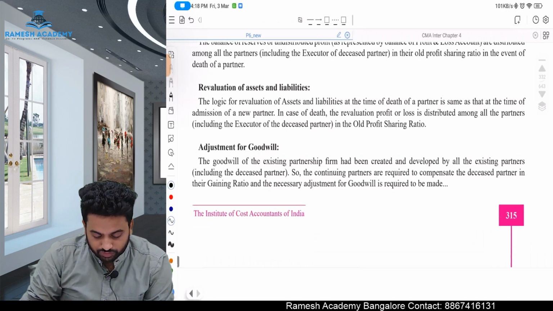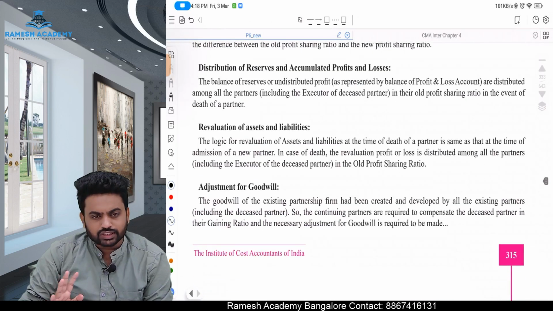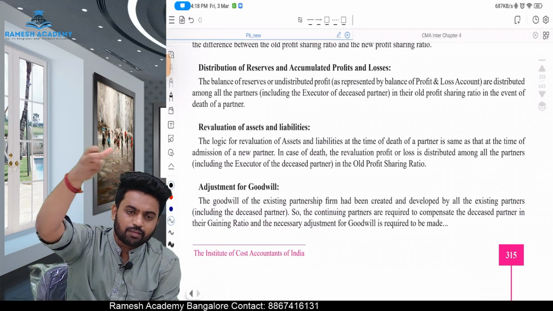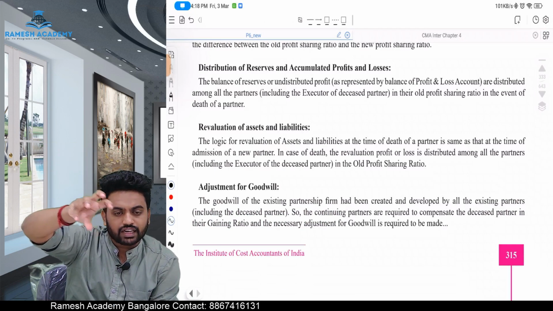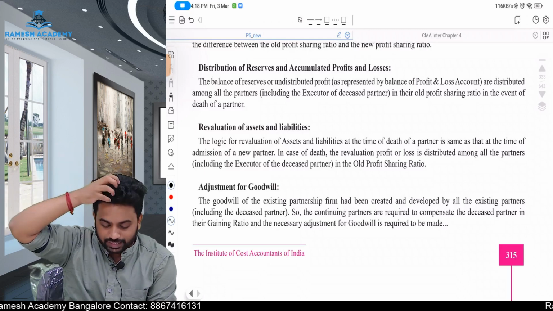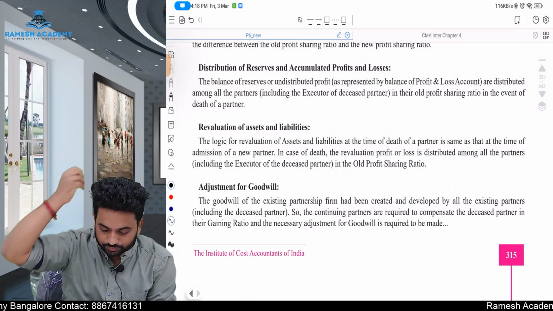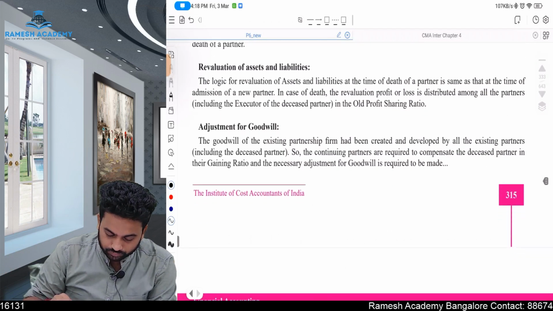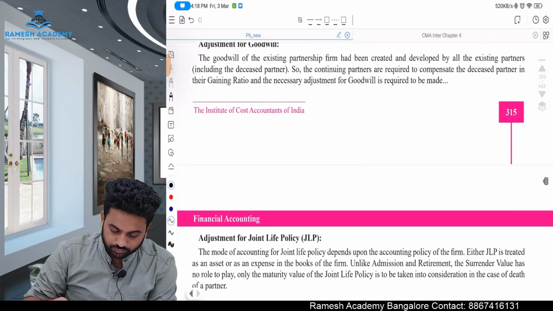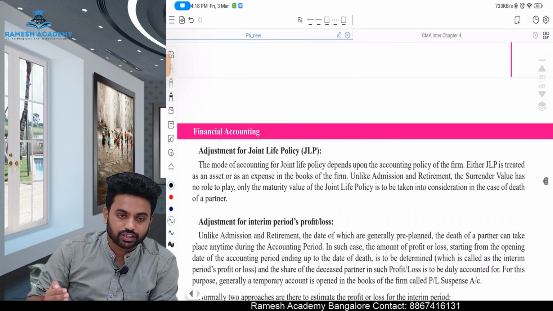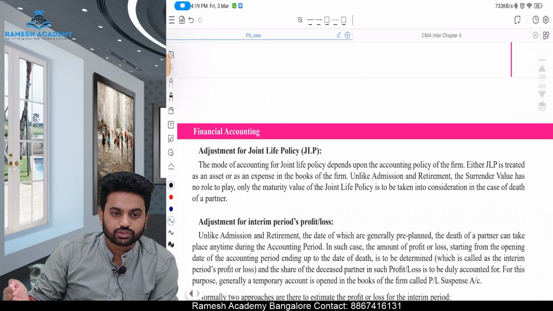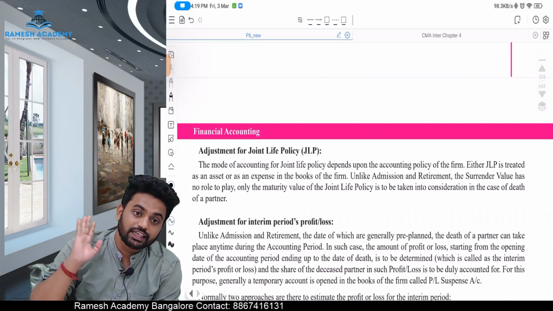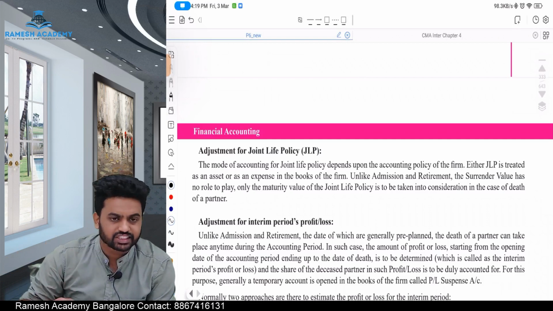Next one is adjustment for goodwill. Adjustment for goodwill is same like your retirement or admission. Basically, gaining partners' capital accounts will get debited for that, and sacrificing partners' capital accounts will get credited for it. In which ratio will the existing partners, that is the remaining partners, compensate the deceased partner? They will compensate in gaining ratio.